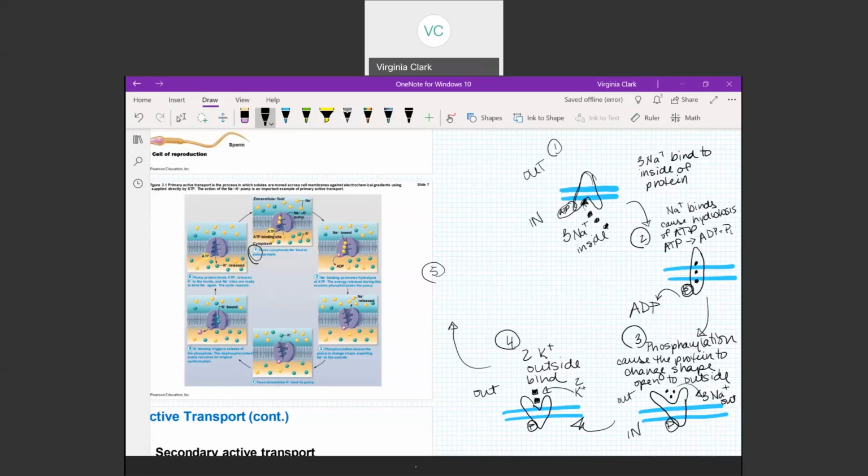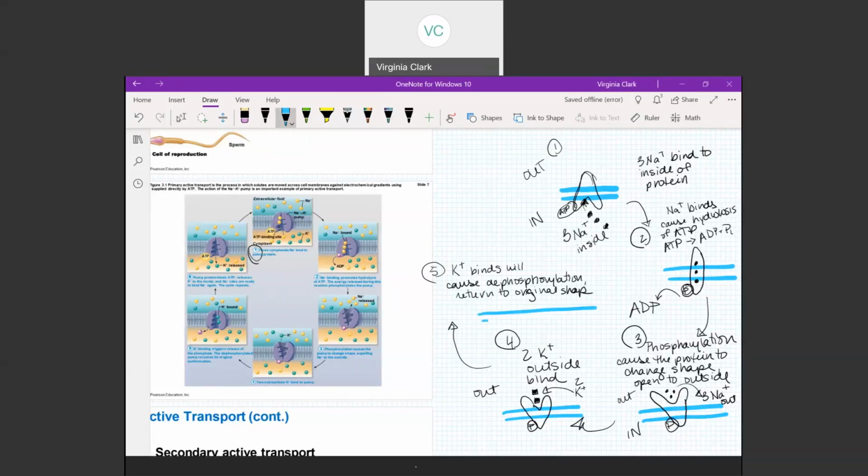In step number 5, the potassium binding will cause dephosphorylation. It will cause dephosphorylation, and it will return to its original shape. So dephosphorylation means we're going to lose the phosphate.